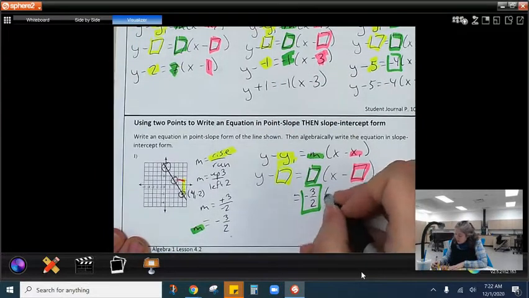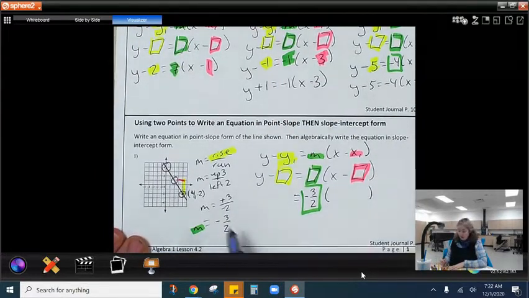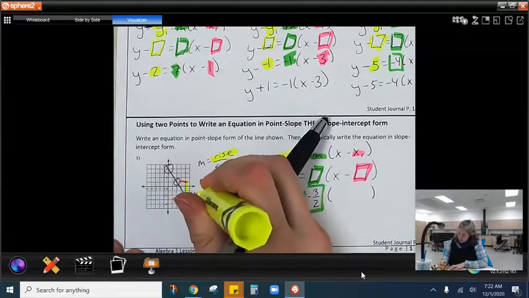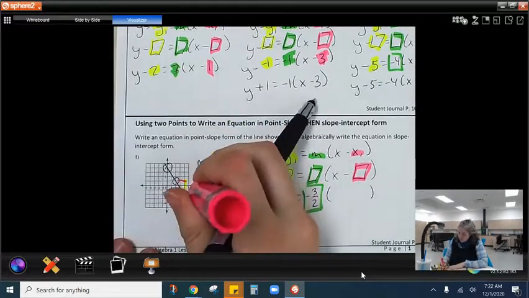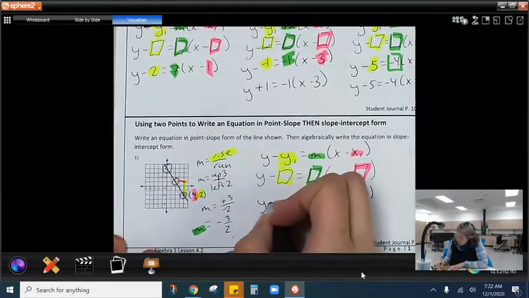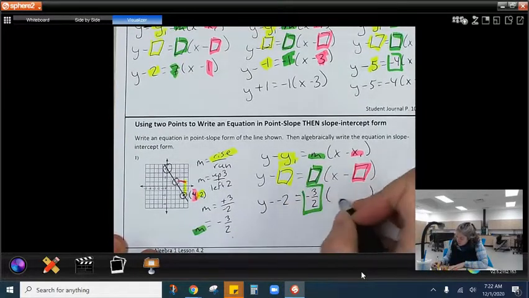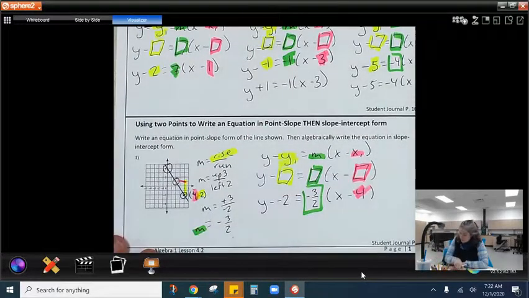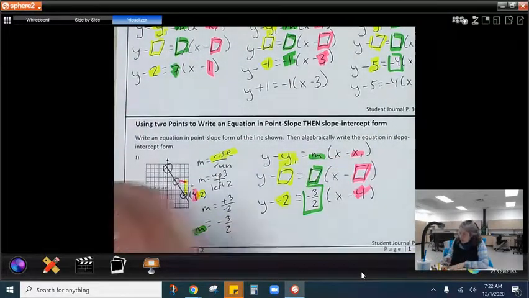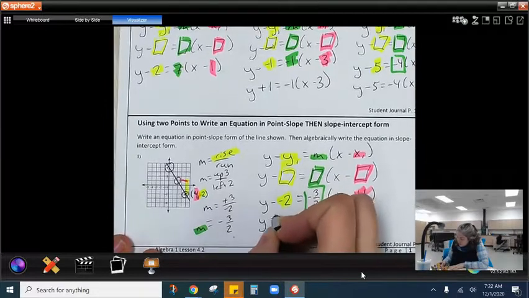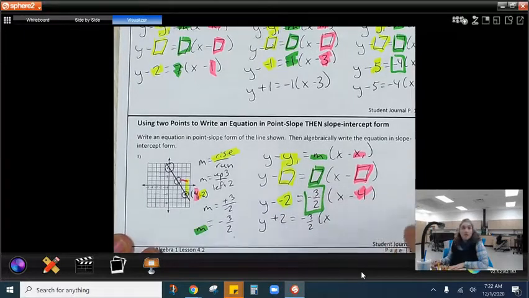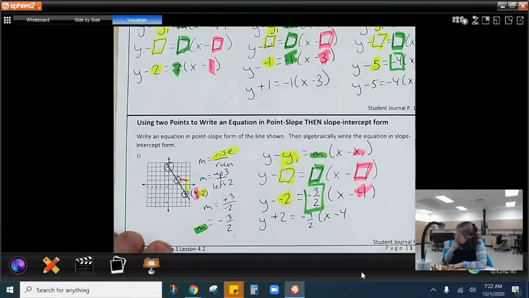And then I need to pick out a point. And as I said, there are 3 different points to use. I have already picked out negative 2. You can use either of the other ones. You'll get the same answer as me, all right? So my negative 2 is my y coordinate, and 4 is my x coordinate. So this would be y minus negative 2, and then x minus 4. So I can rewrite this as y plus 2 is equal to negative 3/2 (x minus 4).